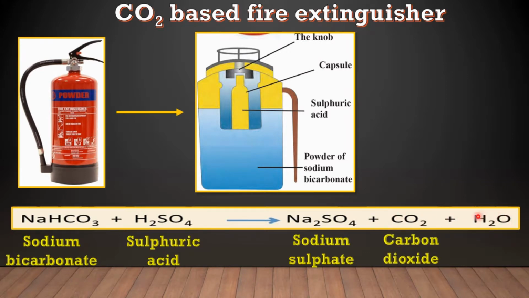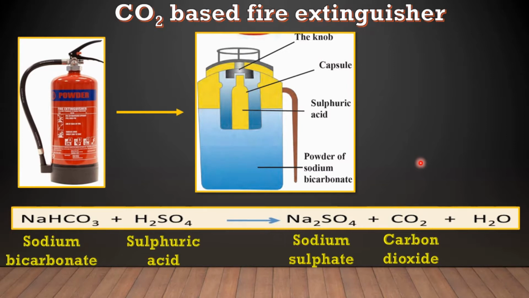CO2 based fire extinguishers do not cause corrosion and are non-conductors of electricity. Therefore, these are used when electrical and electronic equipment catches fire. CO2 based fire extinguishers are used to extinguish small scale fires. It is beyond their capacity to extinguish a big fire.